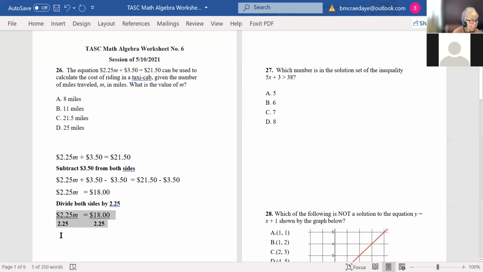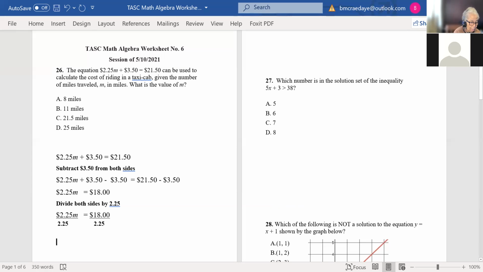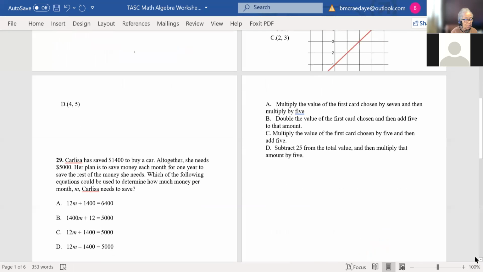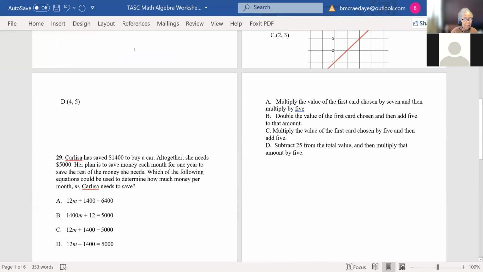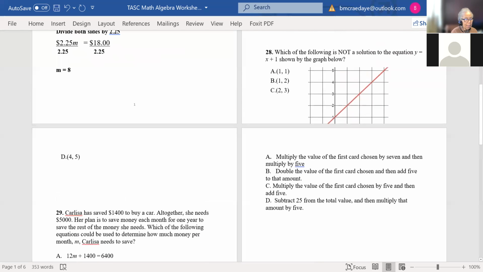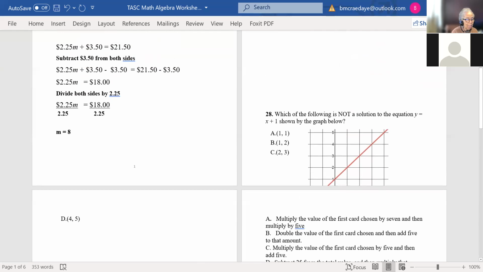And you got the answer, Maureen. You got M, which means it was 8 miles traveled, right? In the cab. And that's answer what? A. So answer A.